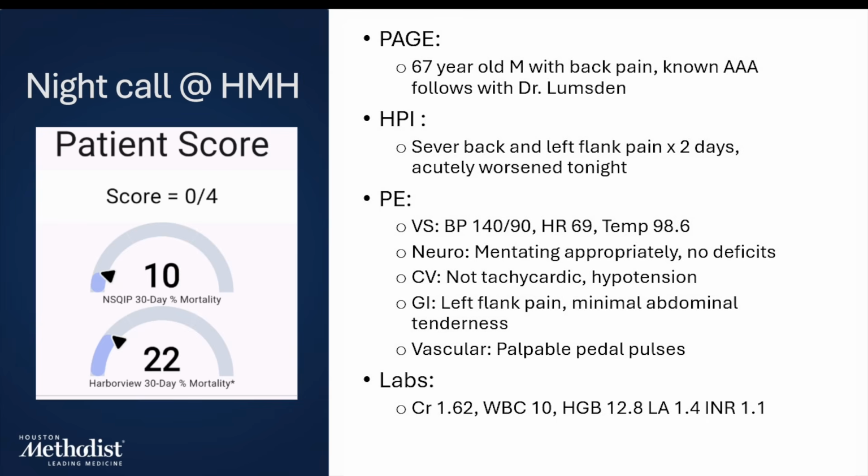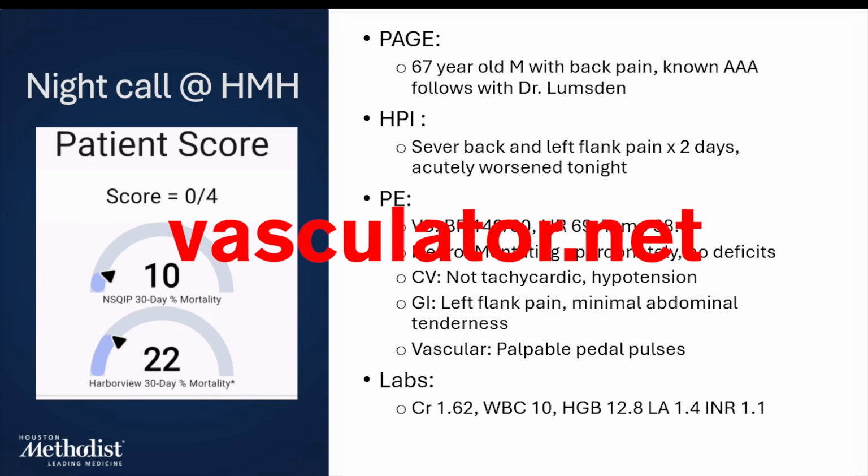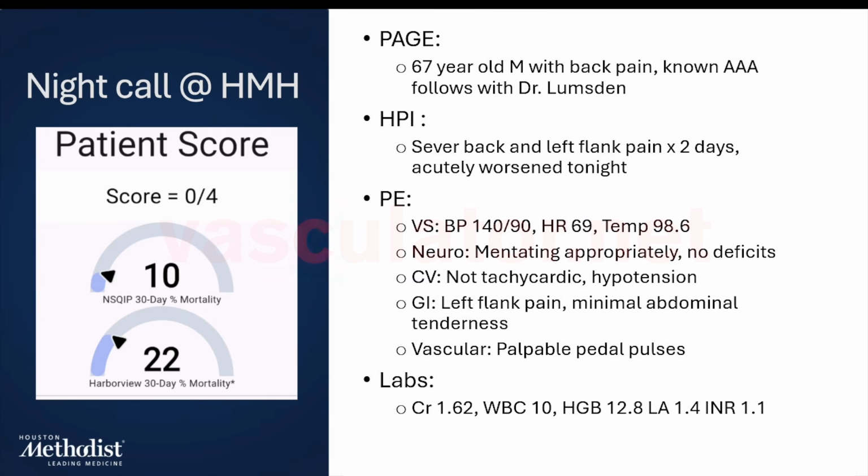Well, if you haven't heard of the Harborview scoring for ruptured AAA, you need to look it up, and you can find a calculator on vasculator.net. The key components of the calculator, I've highlighted them here. The patient's age, our patient is 67. The risk goes up as your patient's age is greater than 76.